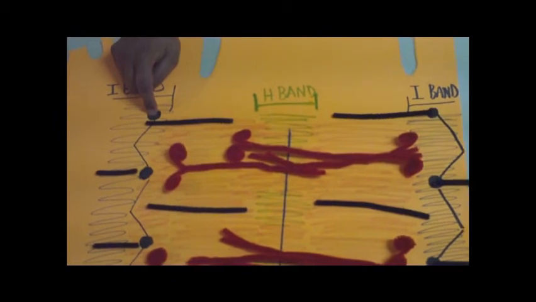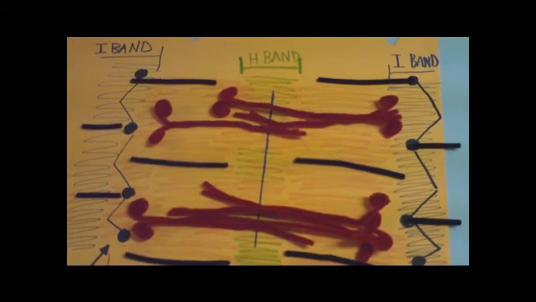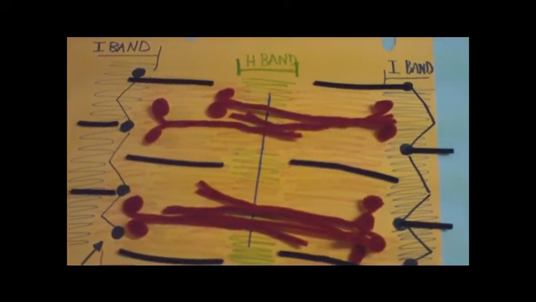Now we take a closer look at a sarcomere. A sarcomere extends from one Z disc to another Z disc. The thick and thin filaments overlap in a precise pattern depending on whether the muscle is contracted. It is this pattern that causes the striations in skeletal muscle.